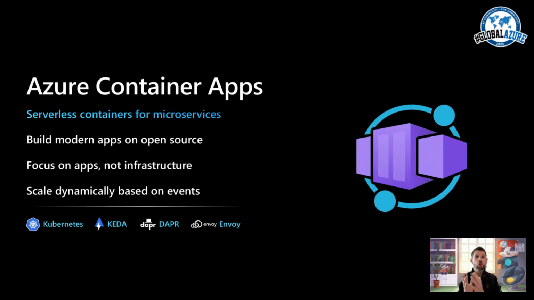What does it mean? You do not have to worry about the infrastructure. You only worry about your applications. So with that in mind, you can build modern applications built on a lot of proven open source software. And the scaling aspect, I already mentioned, scaling is the big lever, the big power of Azure: you can scale dynamically based on events. And for this, an open source project, KEDA, that is also heavily influenced by Microsoft, is actually used.